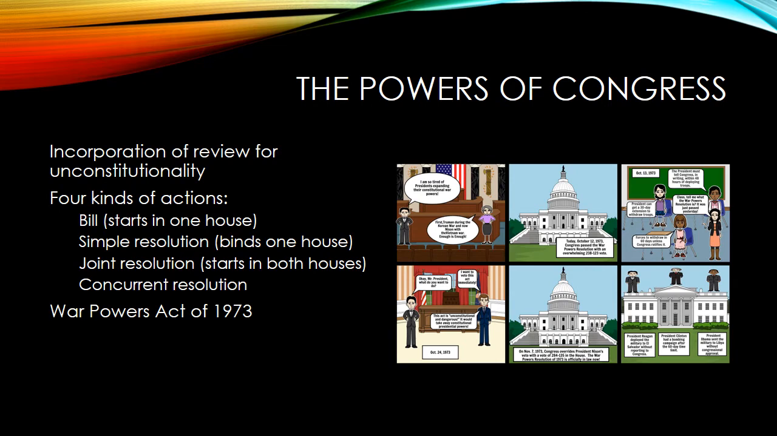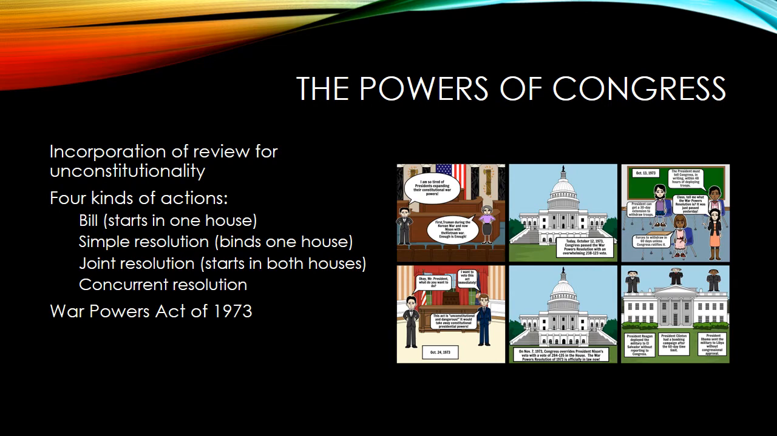As your book points out, there are 4 kinds of actions that Congress can take. There's a bill, and you're familiar with the way that a bill works. It needs to pass both houses and then be signed by the president. There is a simple resolution that binds only one house. There's a joint resolution, which is a kind of bill that starts in both houses simultaneously. And then there's a concurrent resolution, which normally just applies to the rules of both houses of Congress, but since 1973 has been used to attempt to bind the president's power in some way.